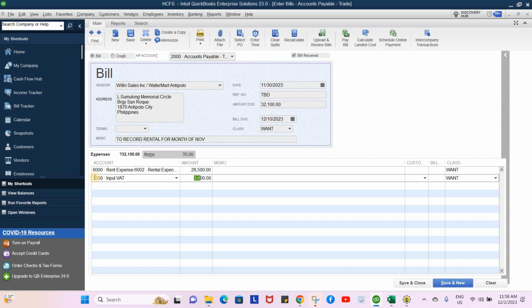But since this is, hindi ito vatable, yung client kong ito, so I'll remove this one. I'll change this to 32,100. Kokopyahin ko lang ito, record rental for the month of November. Control V. Tanggalin ko rin ito, baka mag-error. So, 11/30 and deferred payment is 12/10. Alright, so, save and close.